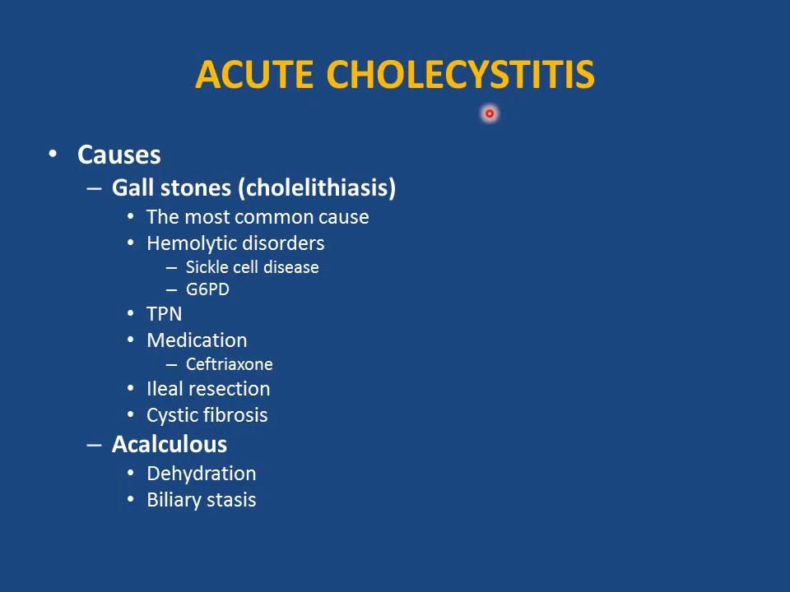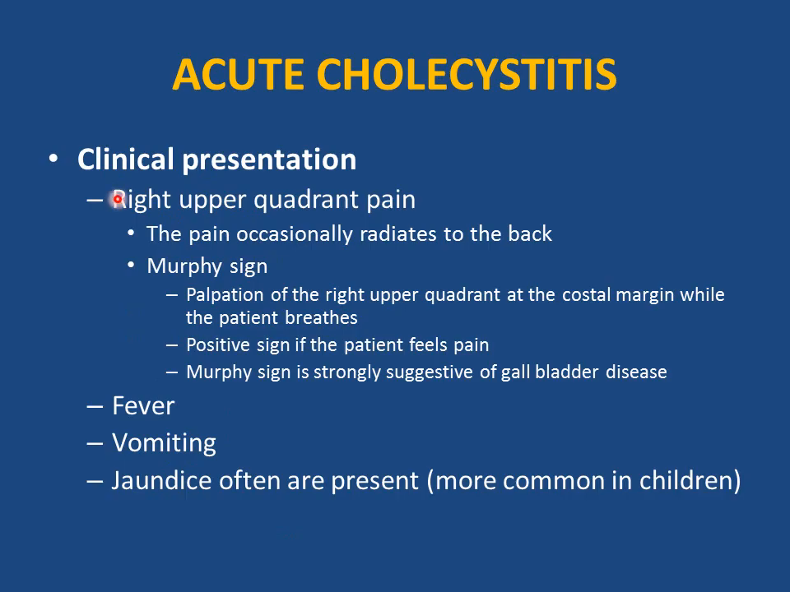Acute cholecystitis. Gallstones is the most common cause of acute cholecystitis. Other causes: hemolytic disorder like sickle cell disease or G6PD, TPN, medication like ceftriaxone, ileal resection, cystic fibrosis, acalculous or without stone, dehydration, and biliary stasis. Clinical presentation of acute cholecystitis is right upper quadrant pain. The pain occasionally radiates to the back.